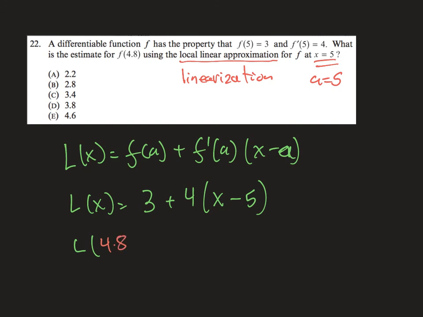So I'm simply going to do 3 plus 4 times 4.8 minus 5. And I'll just crank that out on my calculator and get the answer, which happens to be 2.2. And thank goodness it's on the list here. So that's choice A. All right, pretty good. Let's move on.